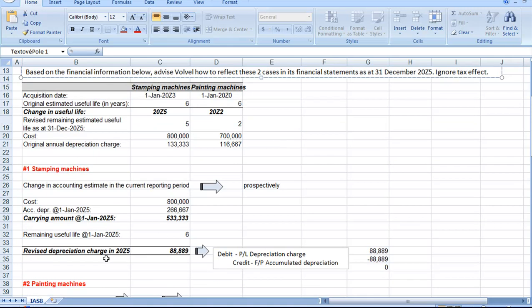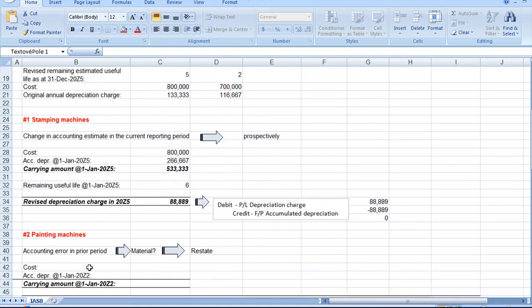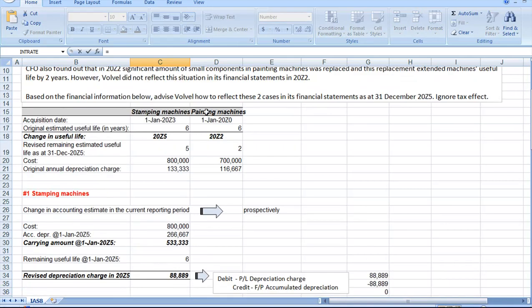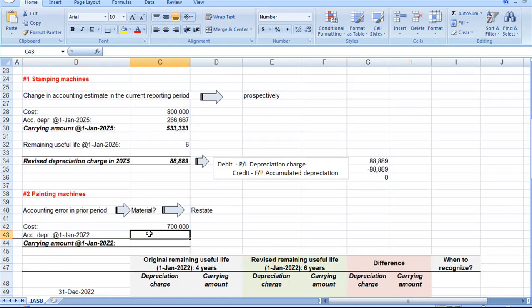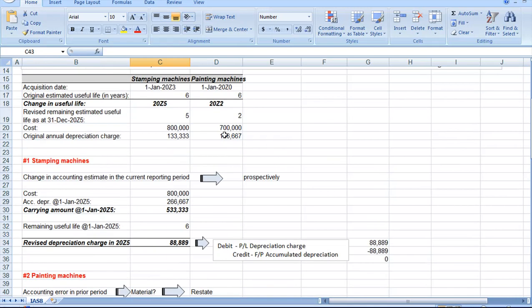First of all, let's see how it looked in the beginning of 2002. Well, that's the period when the error happened. Well, let's assume everything was okay until then. The cost of painting machines was 700,000 and they were acquired in 2000, so the depreciation had been charged for 2 years, 2000 and 2001. Original annual depreciation charge is calculated above as cost divided by 6. Well, that's the original useful life.